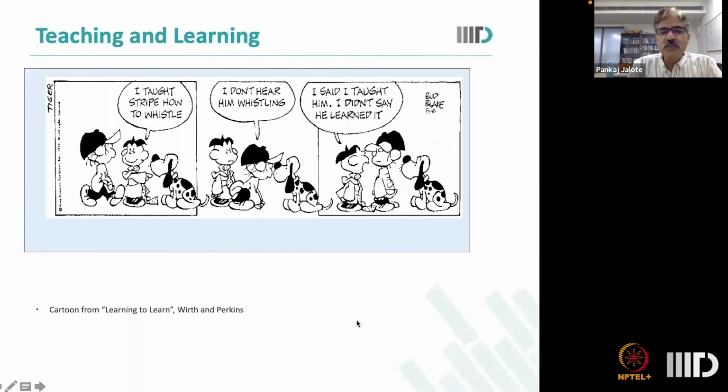So I think this to my mind is the heart of what we are, teaching and learning. So the cartoon says, I taught Stripe how to whistle. And the friend says, but I don't hear him whistling. And then the first person says, I said I taught him. I didn't say he learned it. And that, I think, is the biggest dichotomy, biggest challenge in teaching, that you may teach something, but has the person who you're teaching to, has he or she learned?